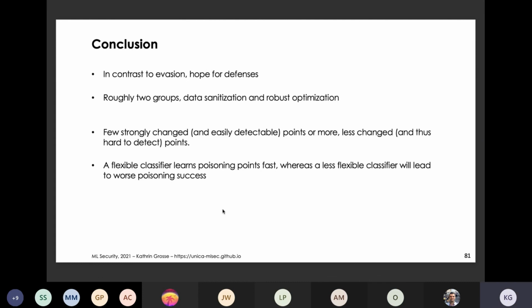And then we have seen two important trade-offs in poisoning. One was having either a few strongly changed points which have a huge impact but are easily detectable, or, at the other extreme, few points which are very hard to detect because they exhibit small loss, but you will also need more of them as an attacker. The other trade-off is that a flexible classifier learns poisoning points faster, whereas if you apply regularization or use a less flexible classifier, then the classifier will not be so vulnerable to poisoning.